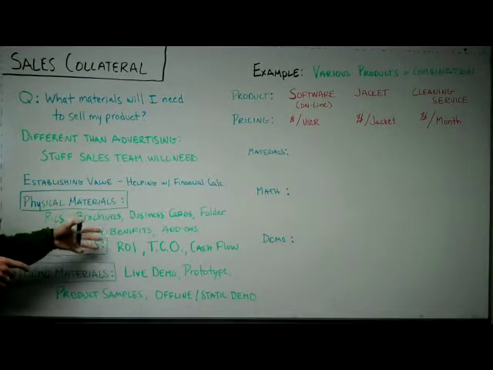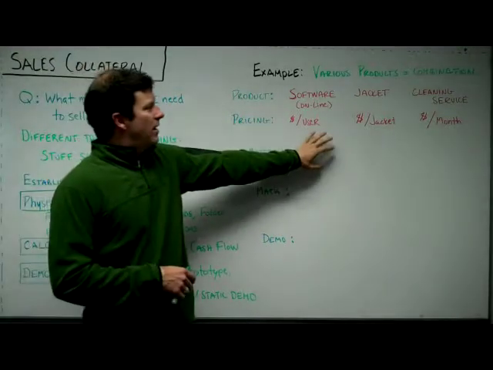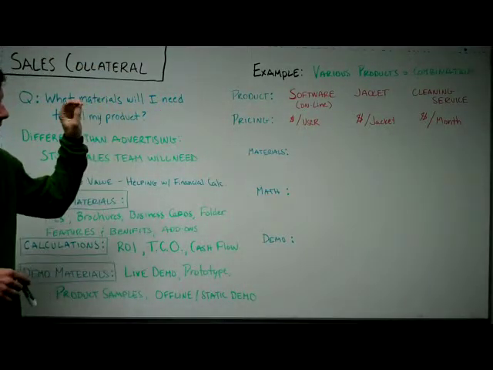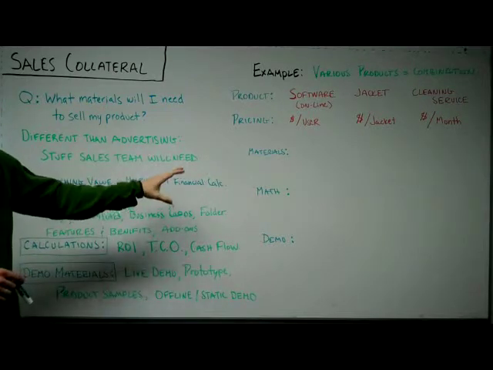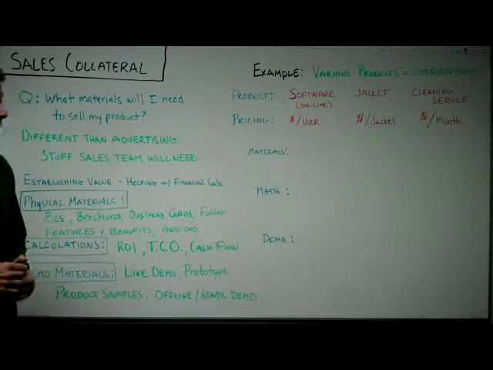So don't overlook these. I know sometimes they can be a little annoying. Let's talk about the three different kinds of businesses here. We'll just sort of discuss, and you'll notice there's going to be a difference in the materials, a different math equation, and slightly different demonstration process.